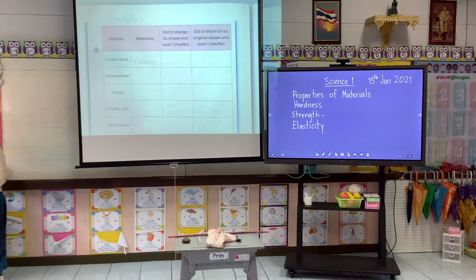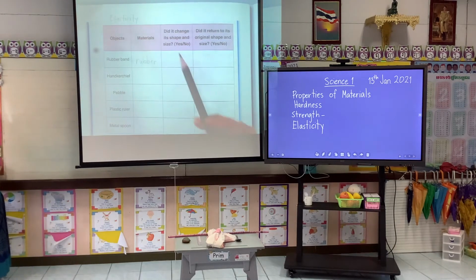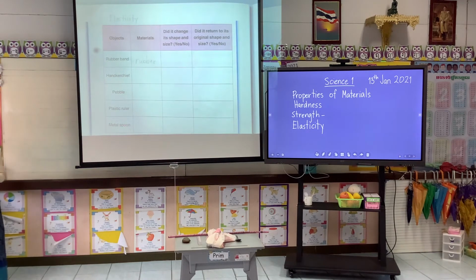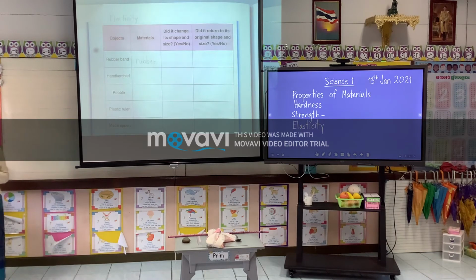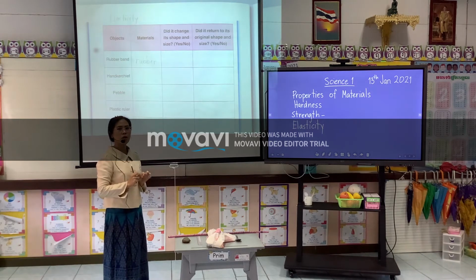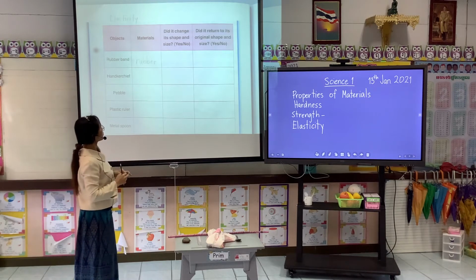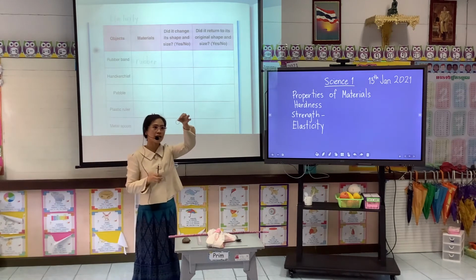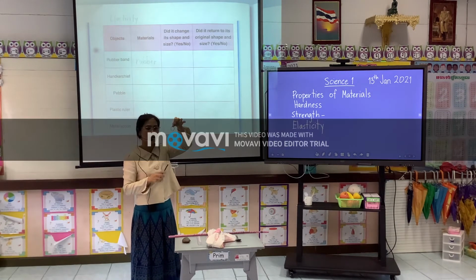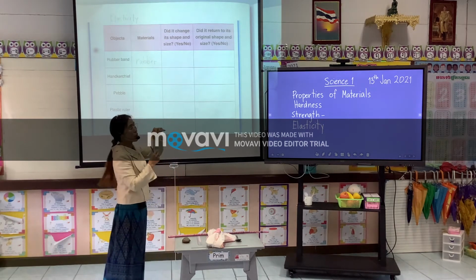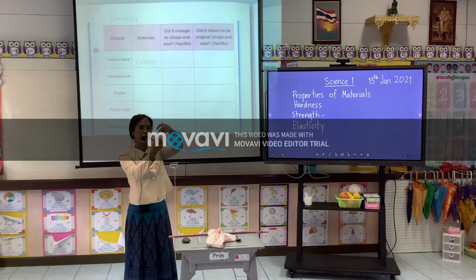R-U-B-B-E-R. That's rubber. The next column: did it change its shape and size? Here we are going to stretch each of these objects. Stretching means we are going to apply force, push and pull. Did it change its shape and size? Look at this rubber band. What shape is it? It's something like a circle or round, isn't it?